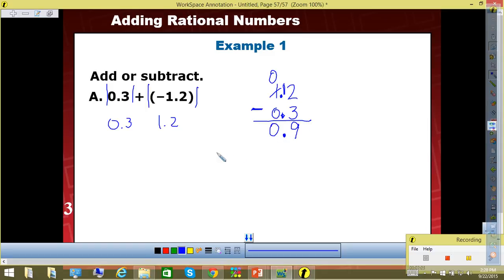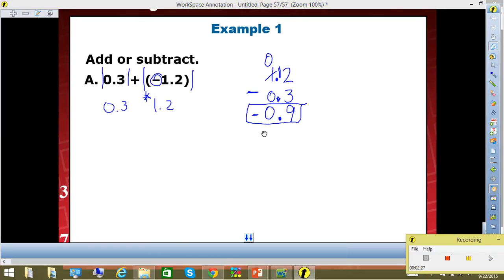So now we want to find out what the sign will be at the end. Tenemos que ver qué signo va a ser la respuesta. Which is the biggest absolute value? ¿Cuál es el absoluto más grande? 1.2. And what was the sign of this one? Negative. So the answer is negative. Copy that, please. Bam. All right. That's one way.